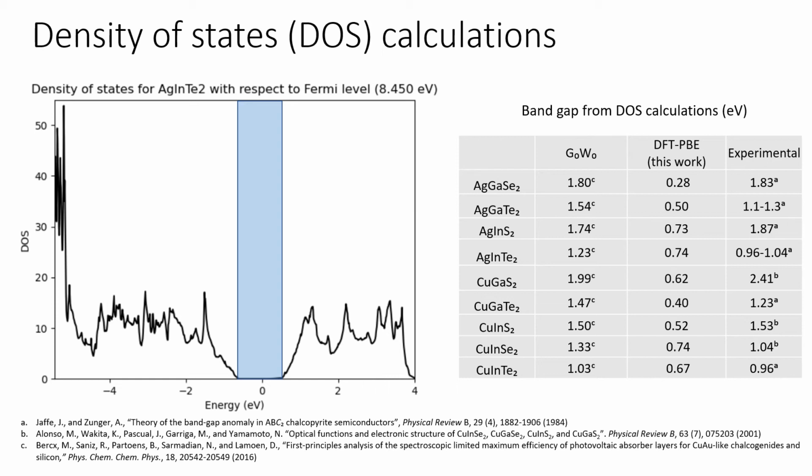The results of my calculations are in the table to the right, along with two other methods of calculating the band gap. As you can tell, the method I am using, DFT-PBE, tends to underestimate the band gap. In contrast, the more complex GW calculation produces much higher results for the band gap that are closer to the real experimental values.